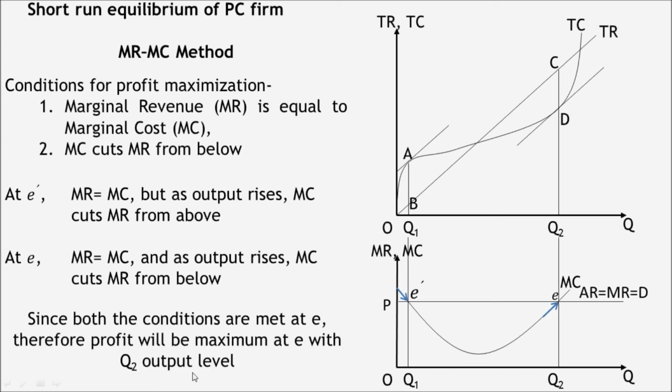At the same output level, that is at Q2, in the upper panel of the figure, the gap between total revenue and total cost is maximum, and total revenue is greater than total cost, which indicates profit. Since both the necessary and sufficient conditions of profit maximization using the marginal revenue and marginal cost method are satisfied at E, E is the equilibrium point. That is, profit will be maximum at E with Q2 output level.